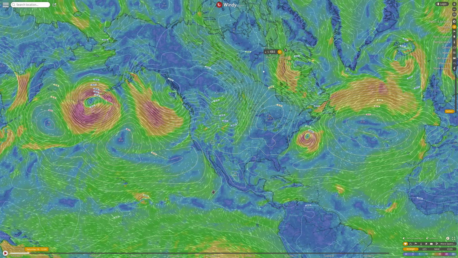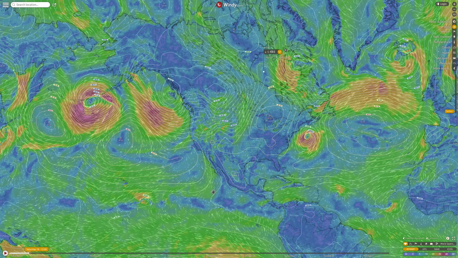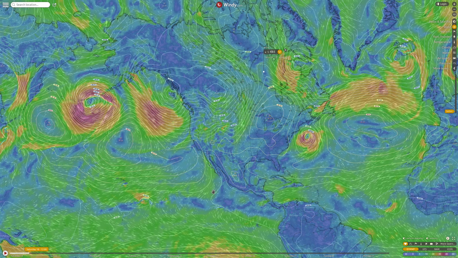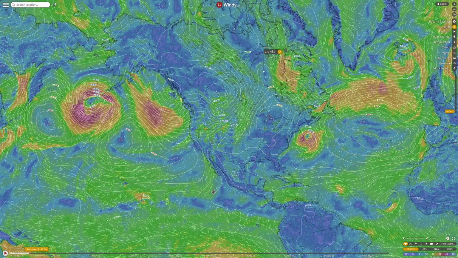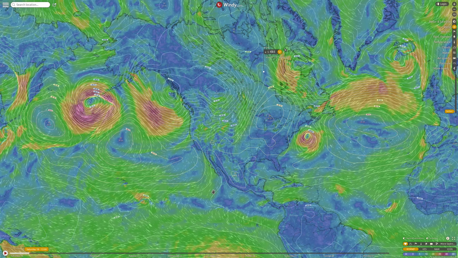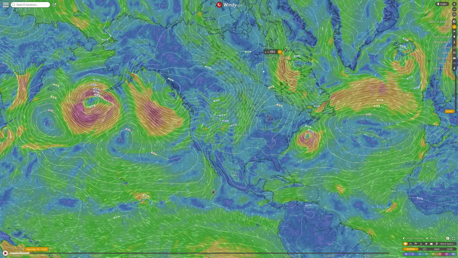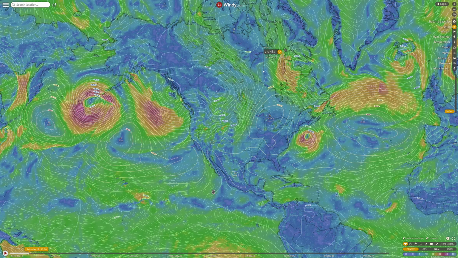So this is Windy.com. The only thing I don't like about Windy.com is I can't select a date. So it always just shows like the current conditions in the forecast. You can't go back into the past like you can with Earth.nullschool.net. But this is Windy. I hope you play around with it.